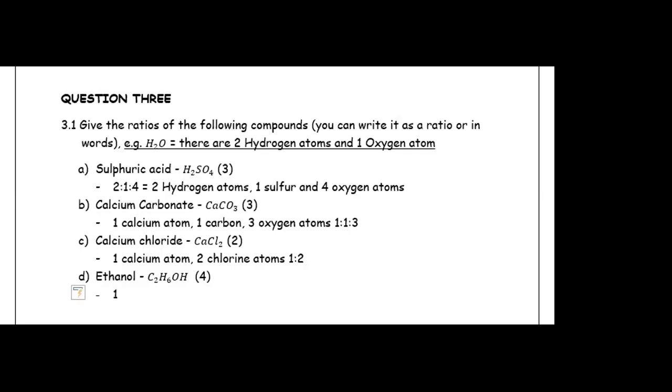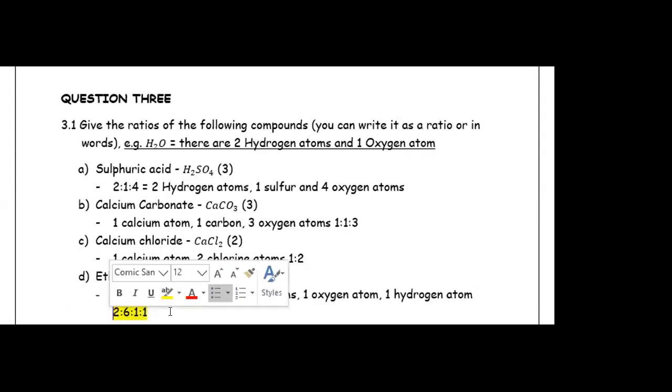So we have 1 carbon. Sorry, not 1 carbon. We have 2 carbon atoms. We have 6 hydrogen atoms. We have 1 oxygen atom. And then we have again 1 hydrogen atom. Right? And if we had to put it in a ratio, we do so like Chloe has done. 2:6:1:1.